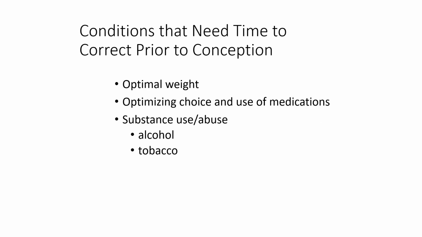And the conditions that need time to correct prior to the conception. That is, if the mother is overweight, that should be corrected, and if the mother is underweight, that also should be corrected before the pregnancy. And if she is using any form of medications. For example, sometimes she may be a diabetic patient and she may be using oral hypoglycemic drugs. In that case, we should change that and we should go to insulin. So such a choice or such discussion should be taken, and that decision should be taken before the pregnancy. And if she is having the habit of substance abuse, alcohol abuse or smoking or drug abuse, that also should be stopped.